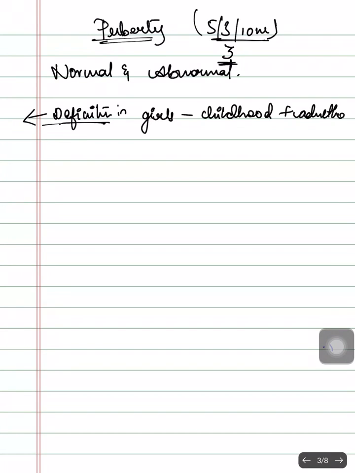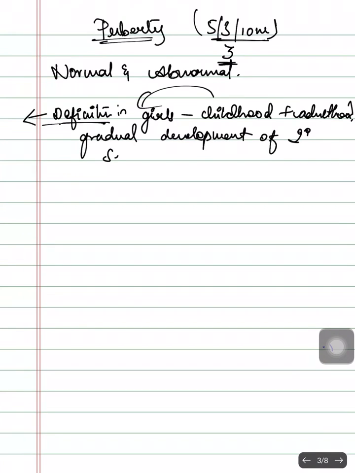So let's come to the definition of puberty in girls. It is the period which links childhood to adulthood. So this is the linking. It is a period of gradual development of the secondary sexual characters. So you will see all the sexual characters being developed in a girl.